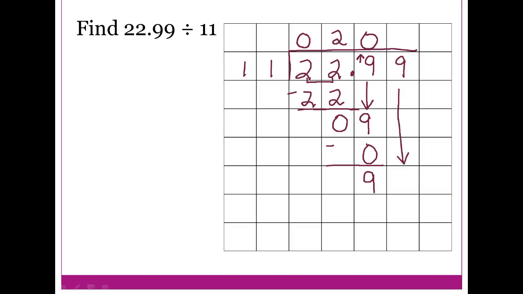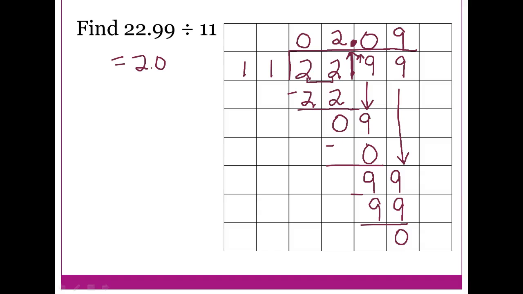9 times 11 is 99. After you subtract, you have no remainder, so you know you're almost done with the problem. The final thing that you need to remember to do is put the decimal straight up in the answer. 22 and 99 hundredths divided by 11 is 2 and 9 hundredths.